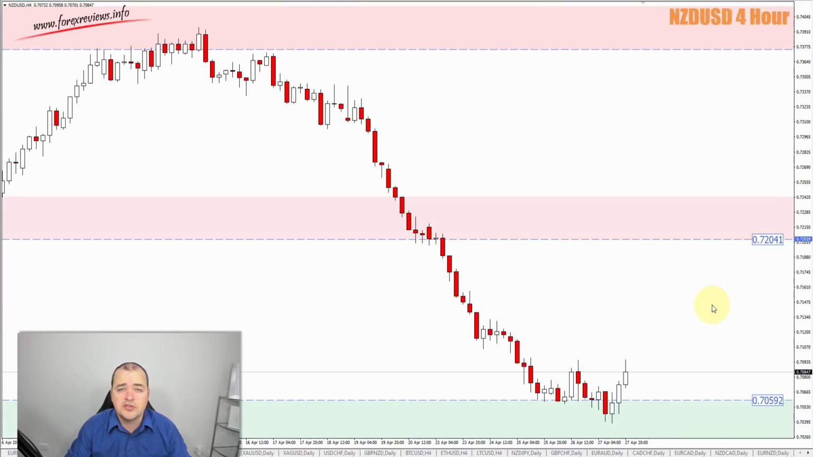Okay, next pair I'd like to highlight is New Zealand USD, and I'm on the 4-hour chart. Now on New Zealand USD, what I'd like to highlight is the area where price action has recently been testing. This is the 70.59 zone area. As you can see, price action came into this zone. There was a short-term bounce to the upside. Price action pushed back into this area, and now the market's given another short-term push to the upside.